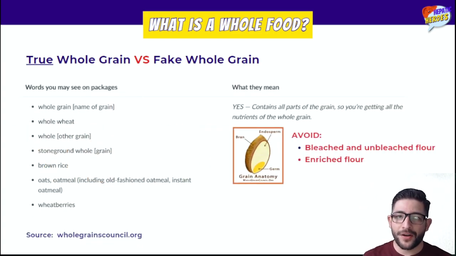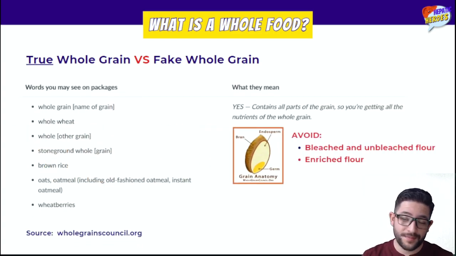In addition to that, you can also read the ingredients list of any package or food that supposedly contains whole grains to tell whether or not that's actually true. For example, if you see whole grain plus the name of that grain, so whole grain wheat or whole grain corn or whole grain oats, then that means that product actually has true whole grain, and so on and so forth. And again, avoid bleached and unbleached flours or enriched flours.